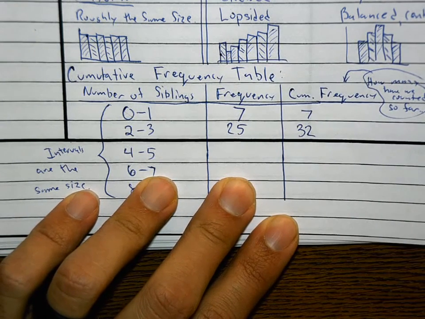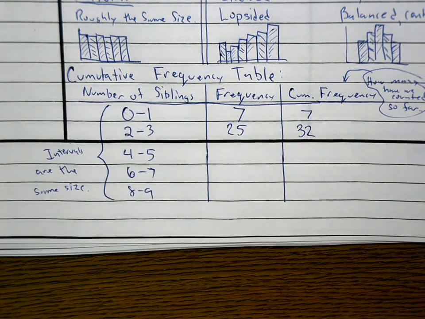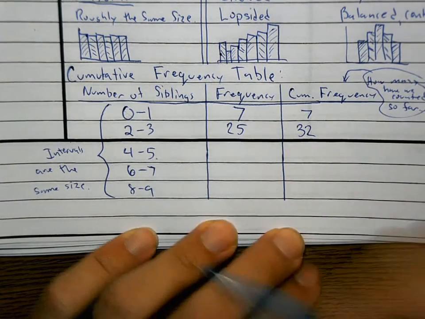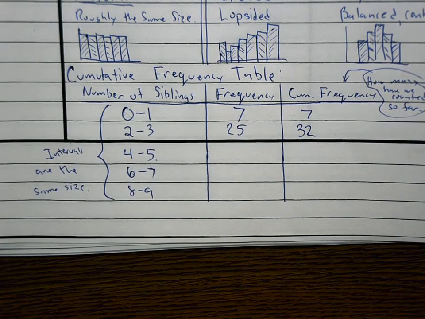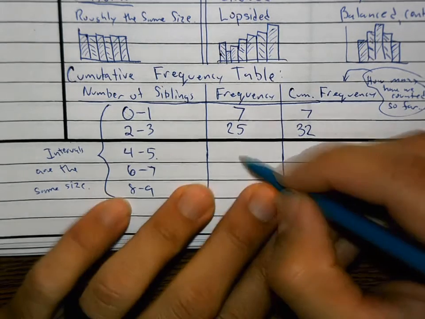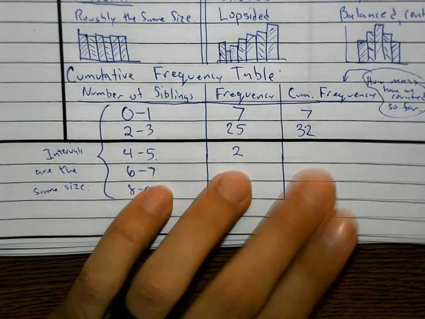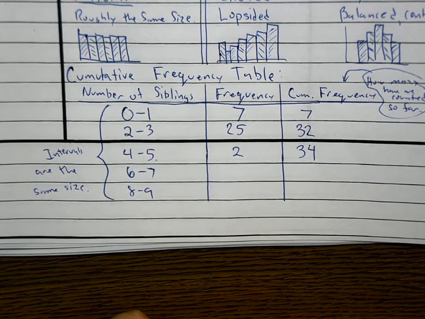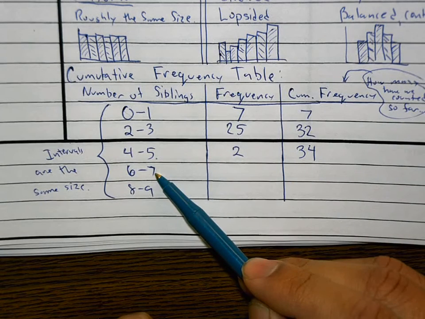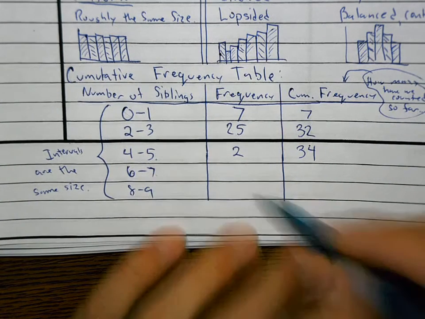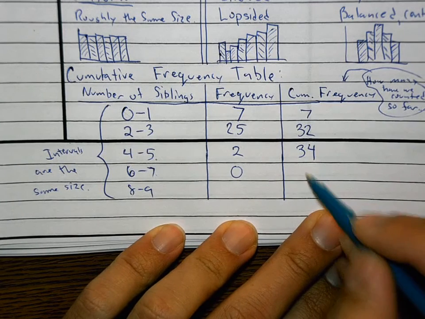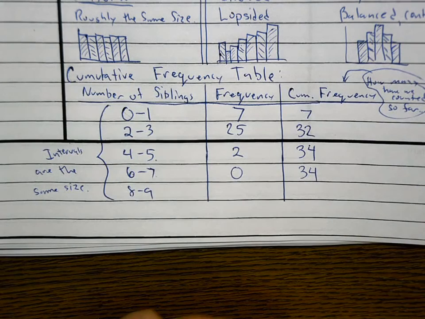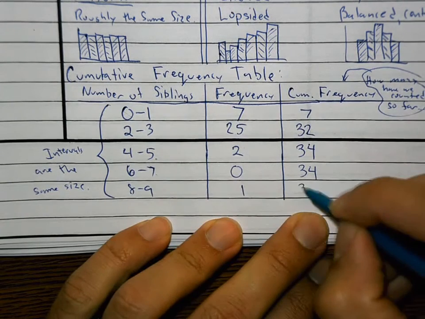That's the difference. We're going to keep a total amount that we know so far. How many people have 4 to 5 siblings? Raise your hand. 1, 2. Thank you. What's our cumulative frequency? 32 plus the 2. Anybody with 6 to 7? 0. What's our cumulative frequency? And then 8 to 9? And what's our cumulative frequency?